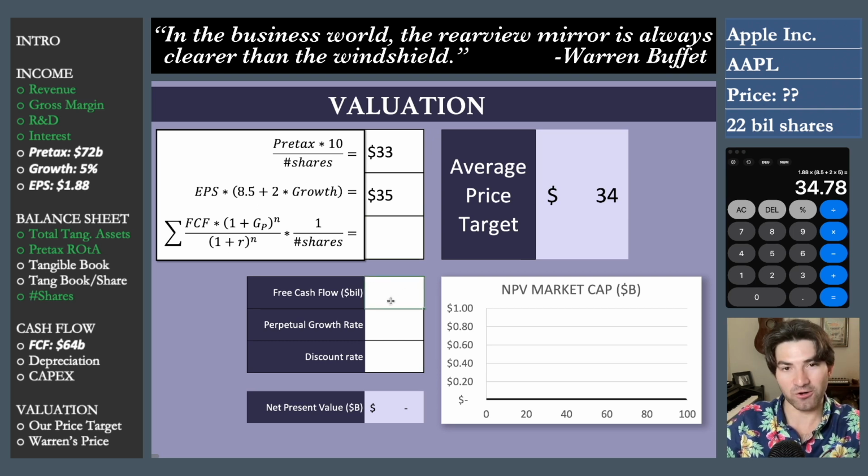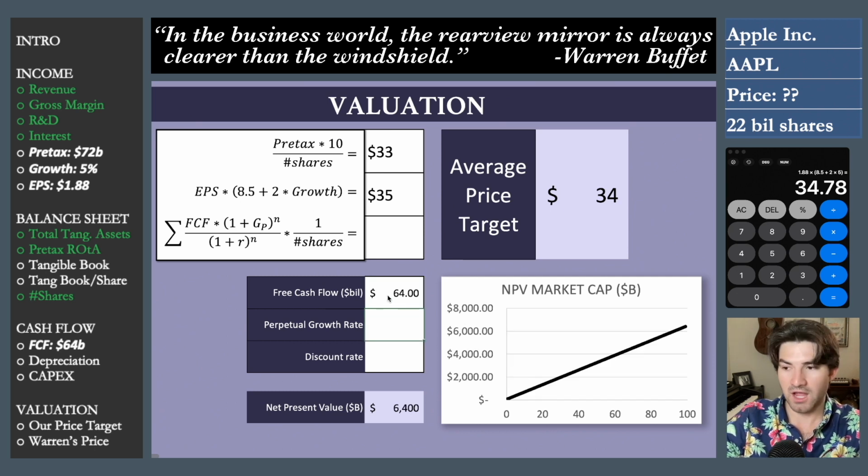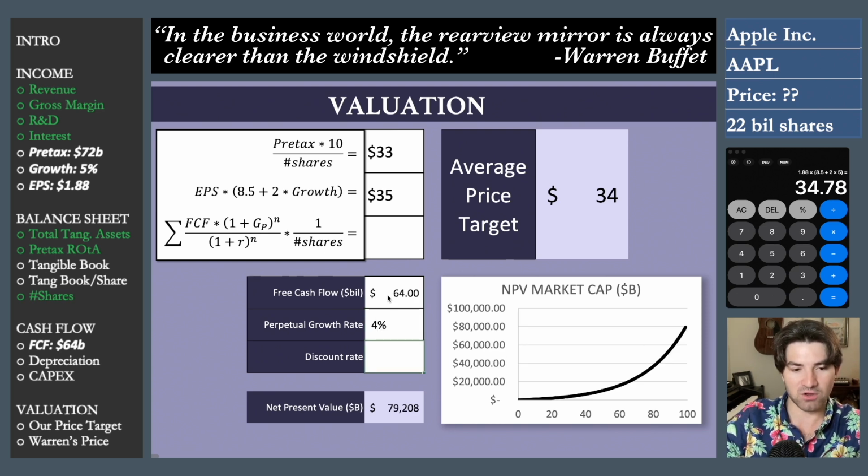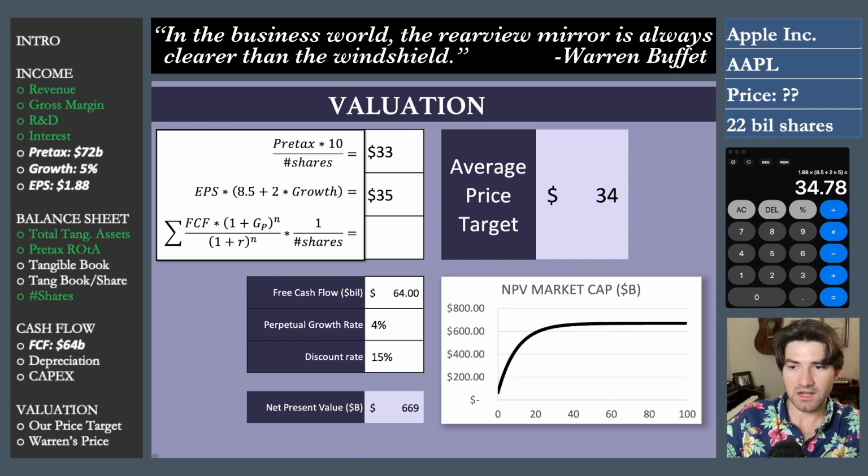And then lastly, our discounted cash flow. I have a video about doing a DCF that you can check out on my channel, but it's running in the background of this screen. And what we're going to output is what we think the market cap is. All right, so free cash flow, we said $64 billion. Perpetual growth rate, I'm going to say less than the growth rate that we used in the earnings per share. So if we use 5% there, I'm going to say 4% perpetual growth. And discount rate, 15%. All right. And I get 669 divided by 22. I get $30 a share.